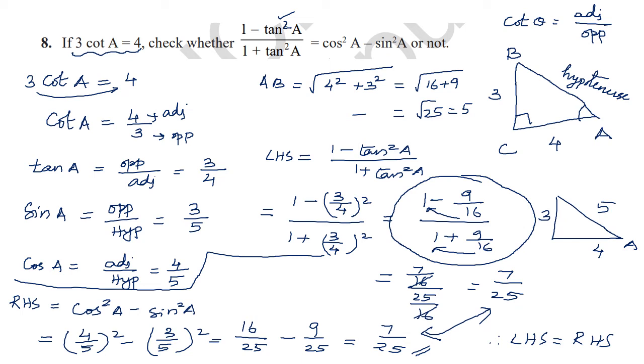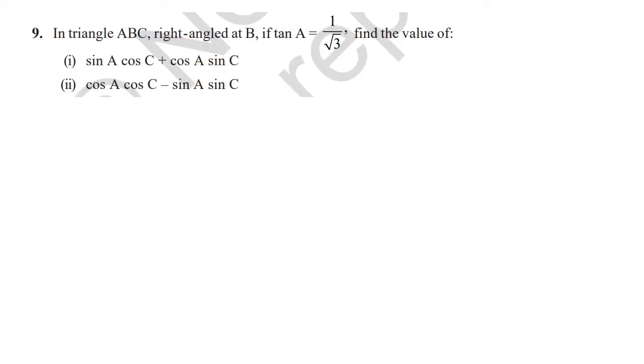Yes, ma'am. Okay, now moving on to the next one. In triangle ABC, right angled at B. There is a triangle ABC. It is right angled at B, so this angle is B. If tan A is equal to 1 by root 3, I am writing here tan A is equal to 1 by root 3. Find the value of all these things.